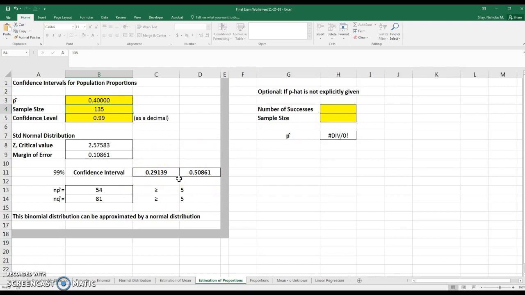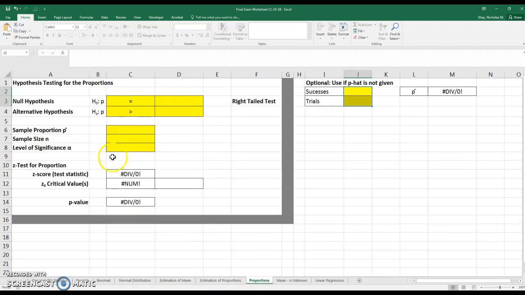Sometimes you don't have p hat given to you. I just like to use my calculator to divide x by n. That can give you your p hat value, but if you don't, you can always use this one over here. So over here, confidence intervals mean. This is for proportions. We're going to see something similar with hypothesis testing.